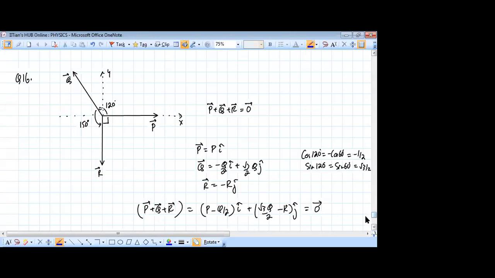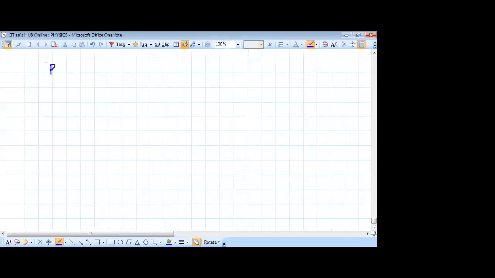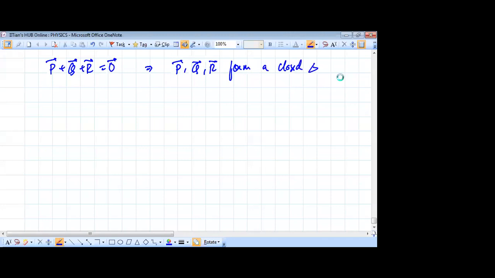Now let's understand this question by another method. You can also solve this geometrically. P plus Q plus R is equal to 0 means that P, Q and R form a closed triangle when drawn head to tail.